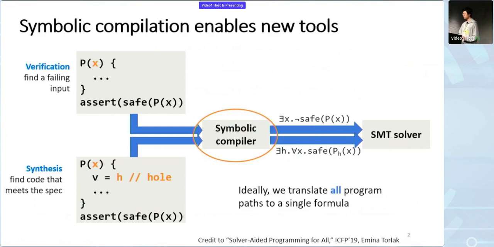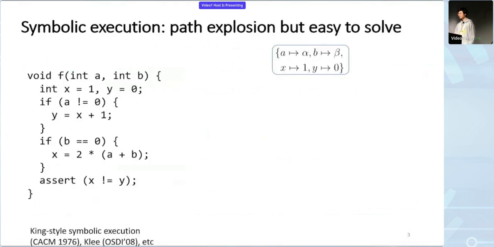There are different ways to compile multiple paths into constraints, and two of the extremes are symbolic execution and bounded model checking. Symbolic execution is a technique to enumerate the program paths and compile each path to constraints. For the program on the left, we execute the program by representing the input as symbolic values, here alpha and beta. When the program executes an if statement, it explores both paths and maintains the path conditions.